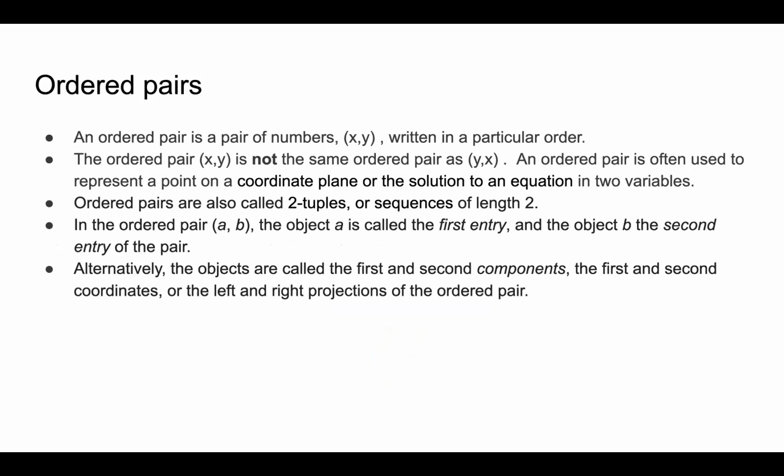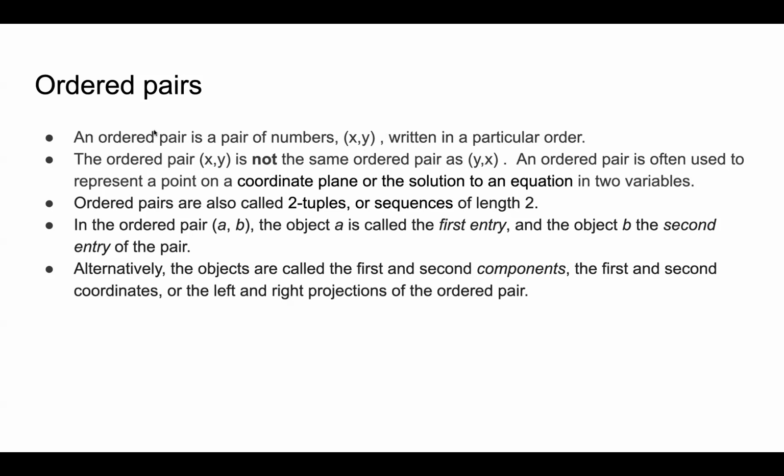Then comes the ordered pairs. Okay, the concept of ordered pairs. What is there in ordered pairs? An ordered pair is a pair of numbers x, y written in a particular order. Means a particular order is there, x and y. We cannot change it to y and x. That is why the name is ordered pair.